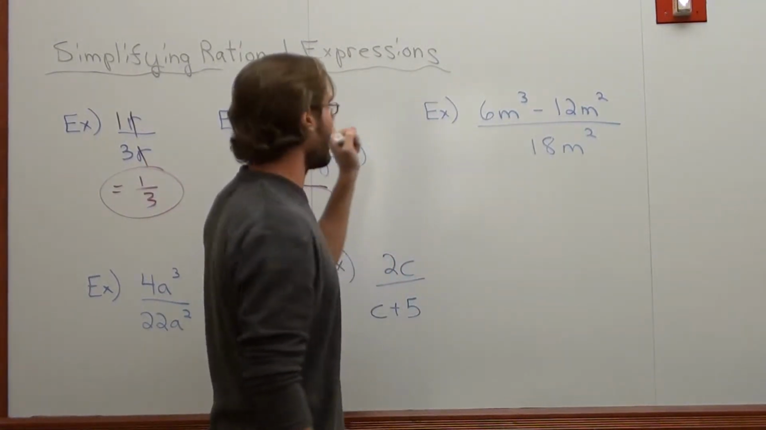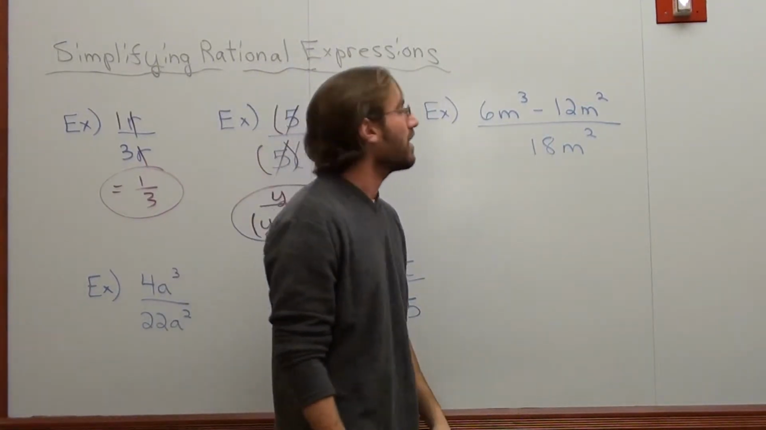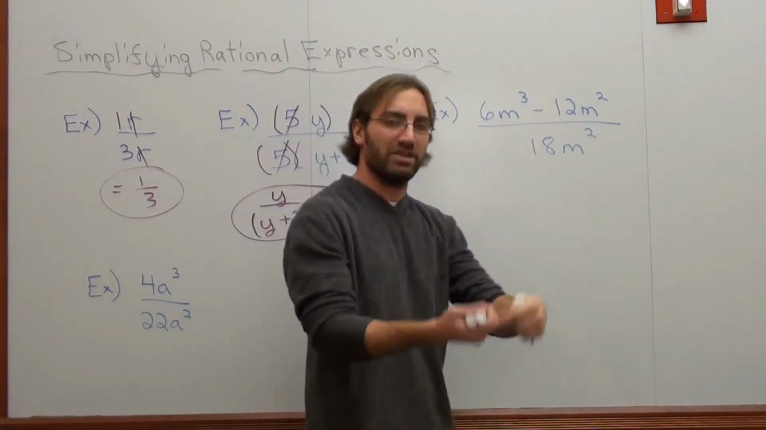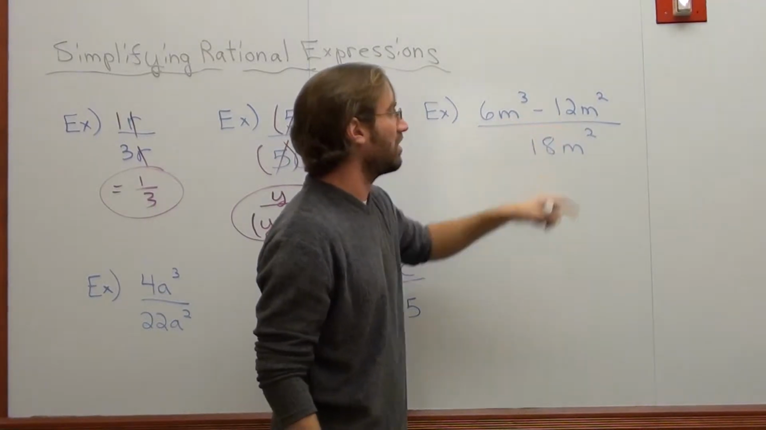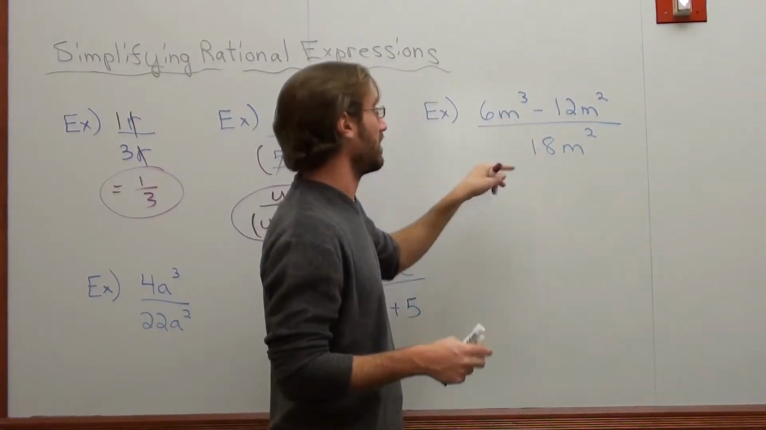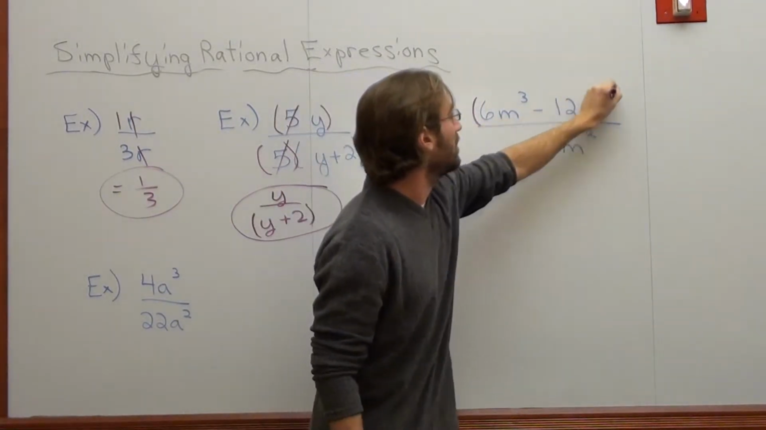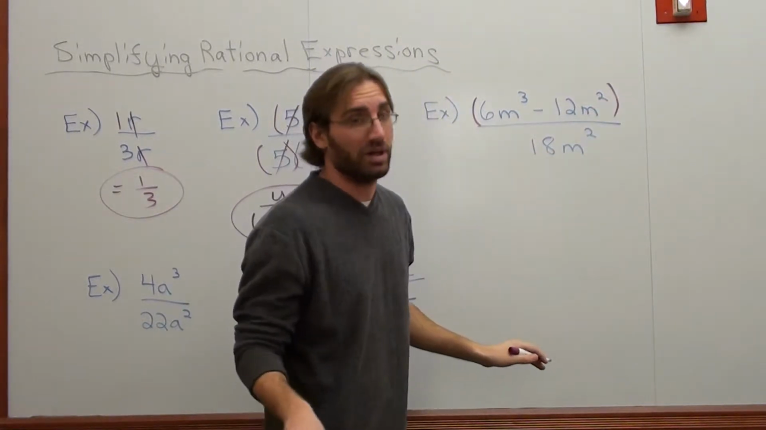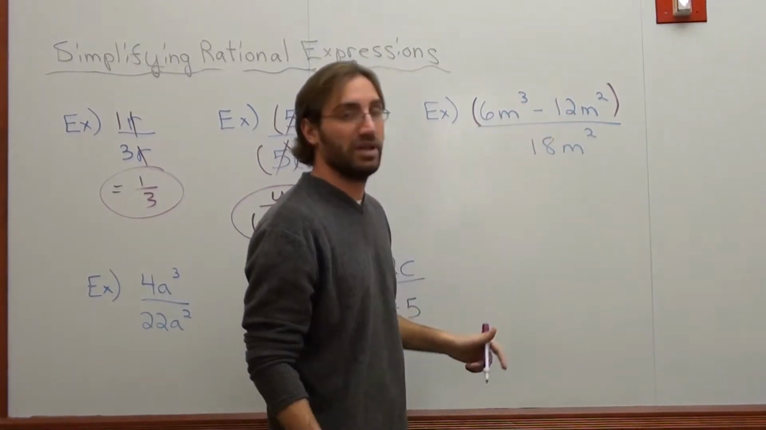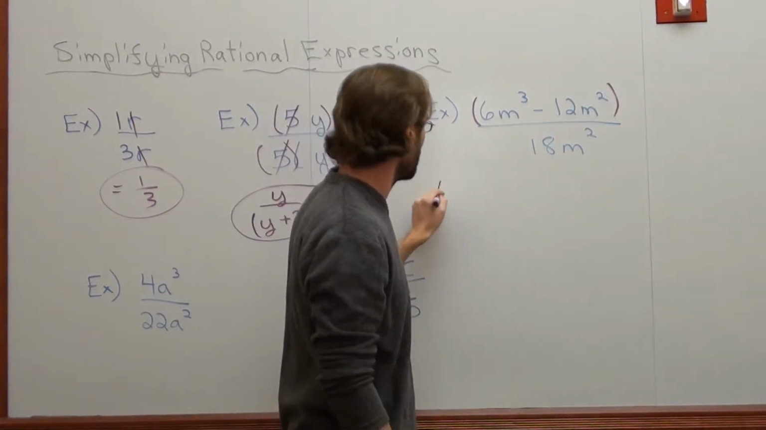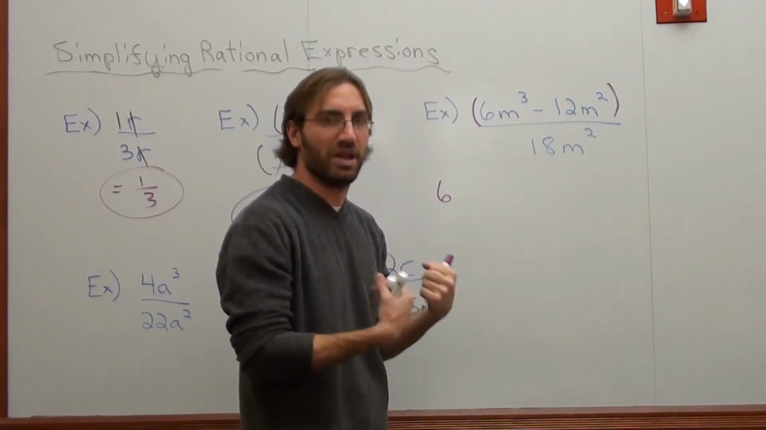Next example. I think we'll do this one next. What I want to do for the numerator is take out the GCF, what they both have in common. So I've got 6m cubed subtracted by 12m squared. And right now, I can't do anything. I've got two terms divided by one term. So that isn't going to work. But what I can do is take out what they both have in common. They both have a 6 in common. So I can take out a 6 from both terms. It's that Godfather analogy I made with the GCF.